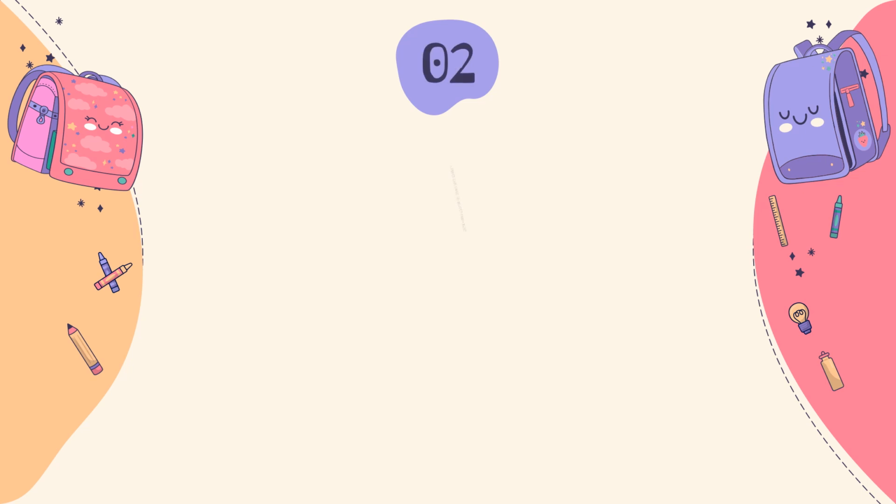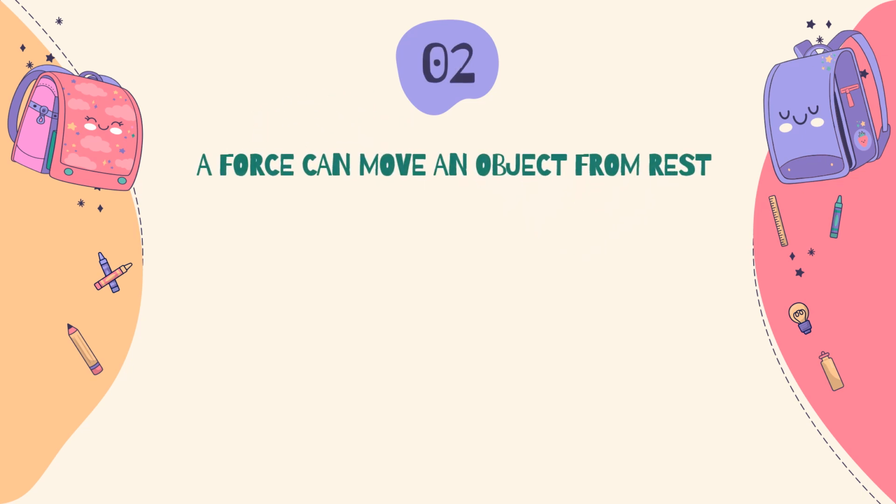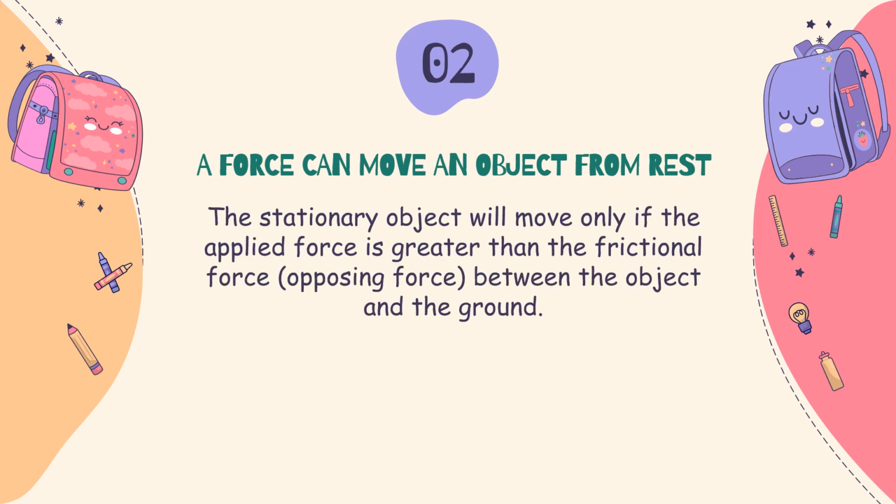Second, a force can move an object from rest. The stationary object will move if the applied force is greater than the frictional force, that is the opposing force between the object and the ground. Stationary means an object at rest.